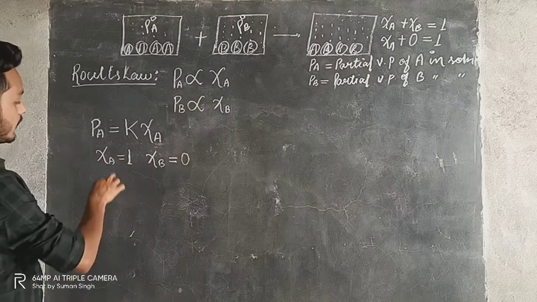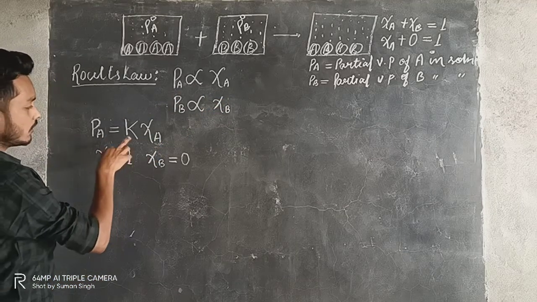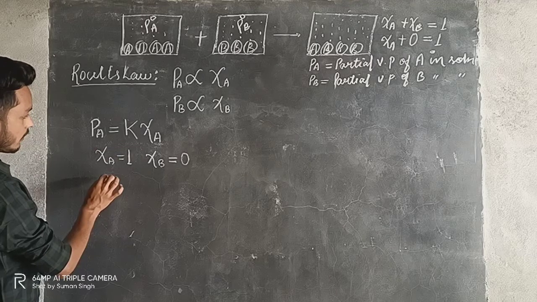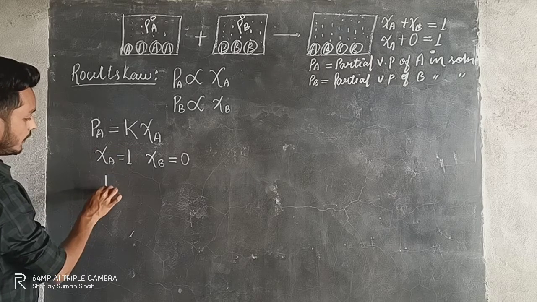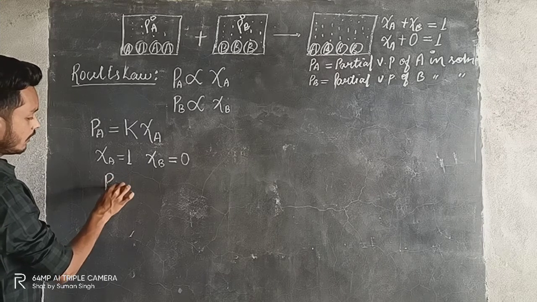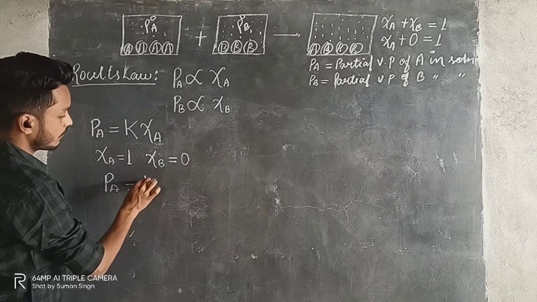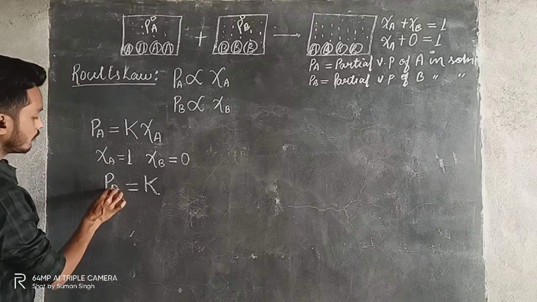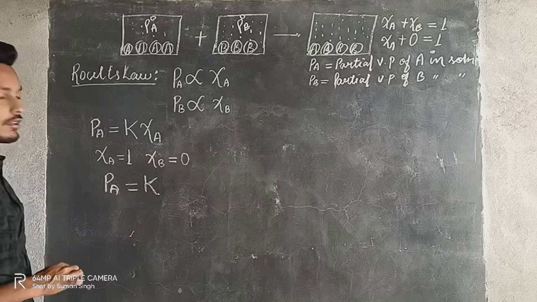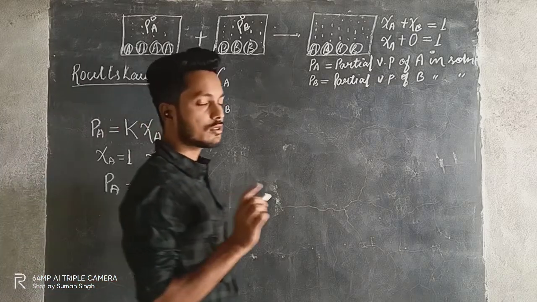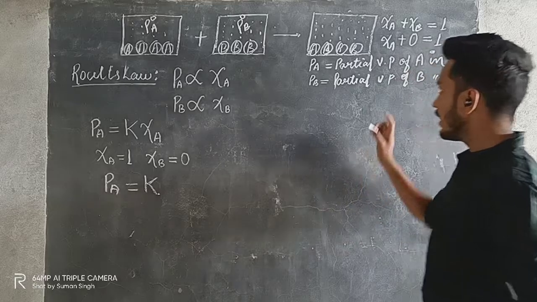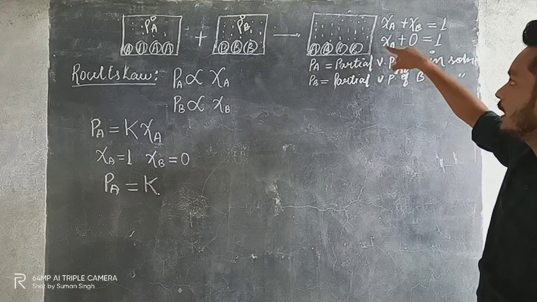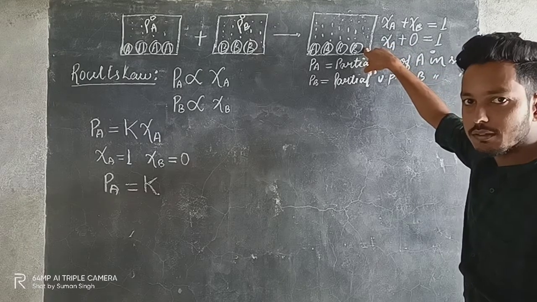So if we are taking the mole fraction of A as 1, in this case we can write P_A is equal to K, right? Now you just think about one thing, because here most of the students get confused. What I have told you is that we have taken only A. We are assuming that only A is present, right?